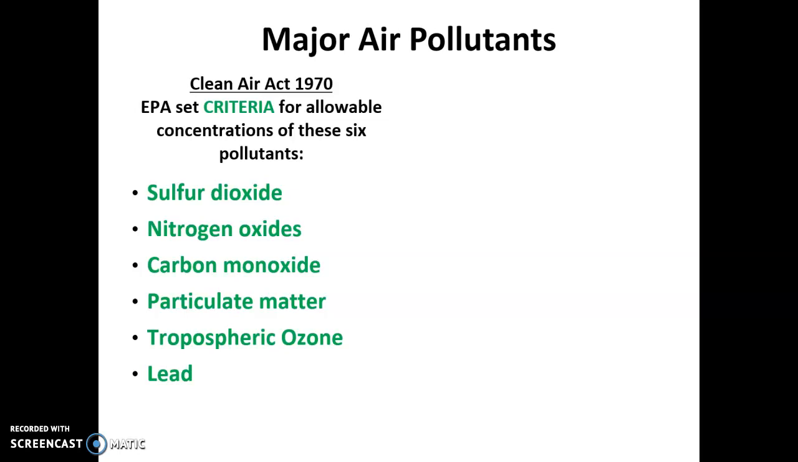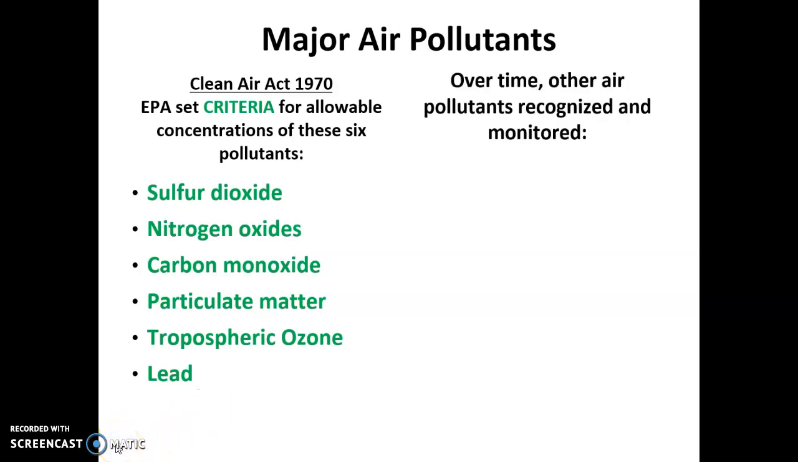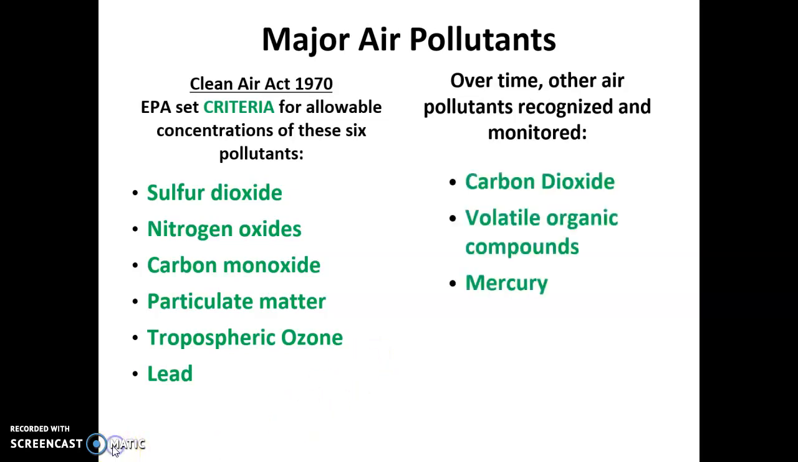But those aren't the entirety of all known pollutants. Over time, other air pollutants have been recognized and monitored. Some of these have had regulations put in place. Sometimes the regulations have been put in place but then rolled back. These air pollutants include carbon dioxide, volatile organic compounds, which are abbreviated VOC, mercury, and other compounds.